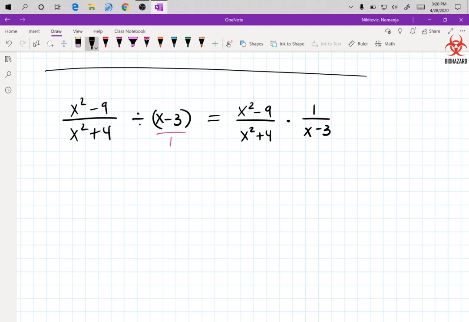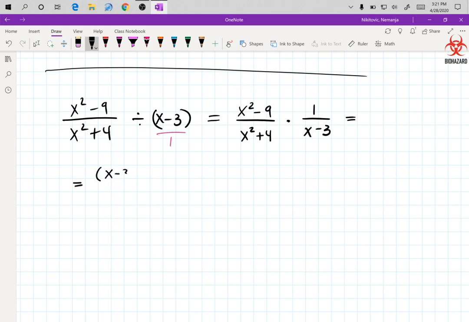And then we can just follow multiplication steps. So division has one extra step, and that one extra step is the flip. Right, so you flip this into multiplication. That's all. Once you have multiplication, you follow multiplication steps.